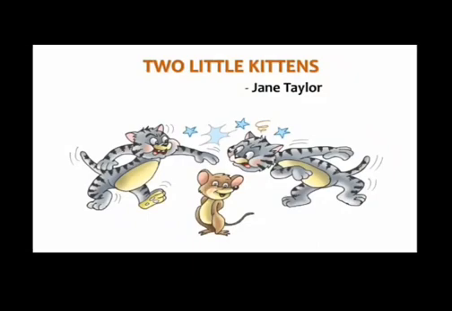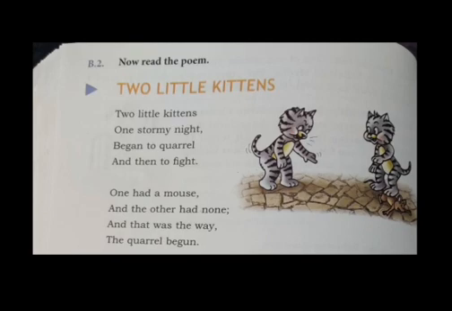Good morning, children. Take out page number 62 of your English reader. Let's read and understand the poem Two Little Kittens, written by the poetess Jane Taylor. So, let's start. Two little kittens.